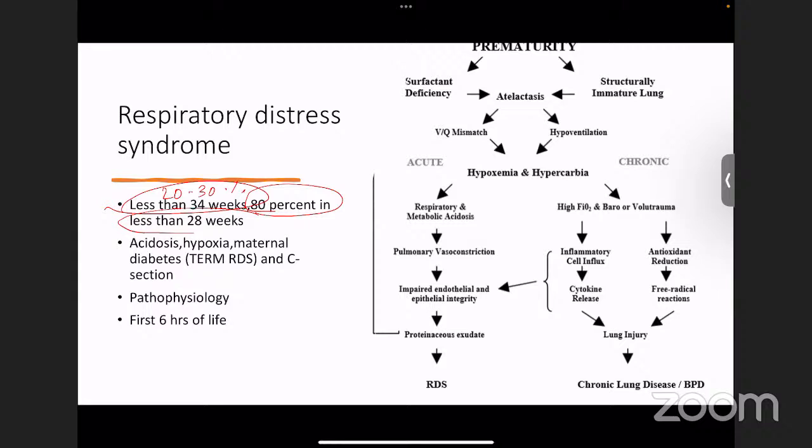So, apart from preterm, what are the other risk factors, like acidosis, hypoxia, maternal diabetes, which we call term RDS, and C-section can even increase the chance of RDS. What is the pathophysiology? It takes the first 6 hours of life for the child to start developing it. So, what happens in prematurity?